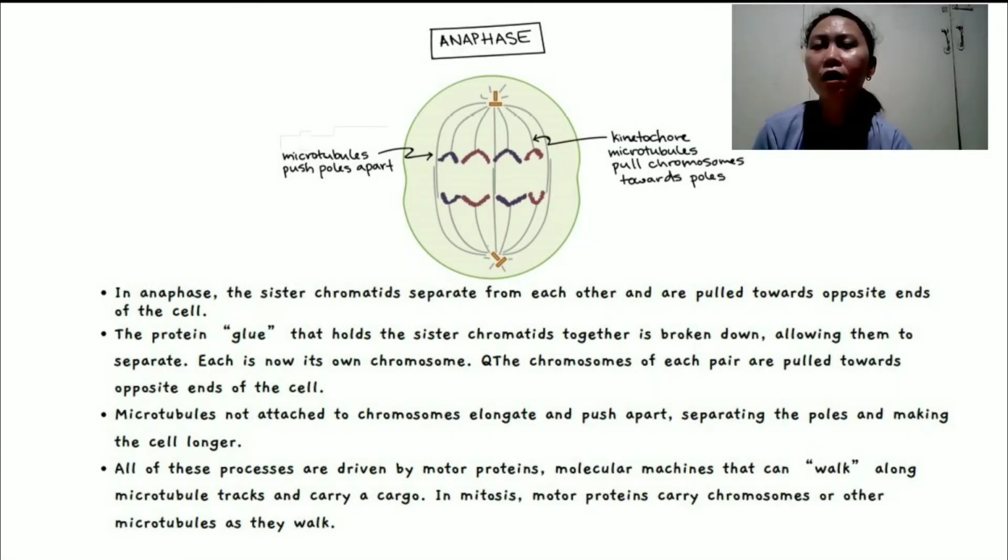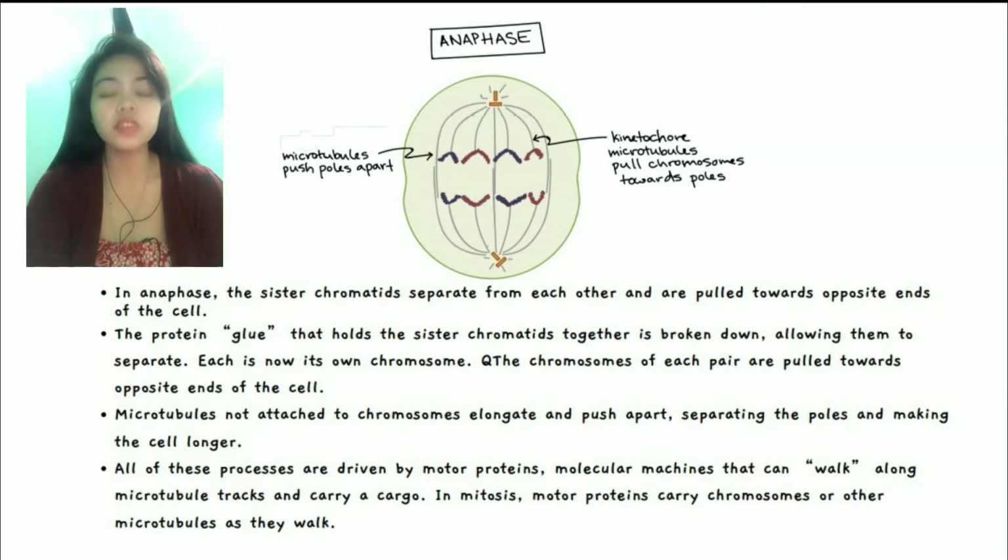In anaphase, the third phase of mitosis, the centromeres split and the sister chromatids are pulled apart to opposite poles of the cell. The protein glue that holds the sister chromatids together is broken down, allowing them to separate. Each is now its own chromosome. The chromosomes of each pair are pulled towards opposite ends of the cell. Microtubules not attached to chromosomes elongate and push apart, separating the poles and making the cell longer.